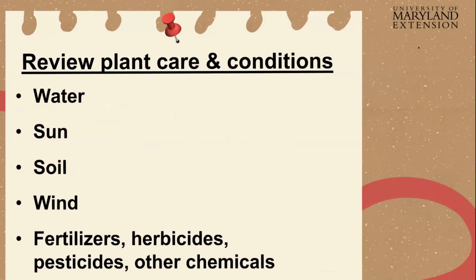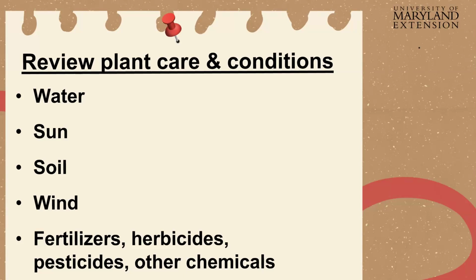Reviewing plant care and conditions, thinking about the things that plants need to survive and to thrive. So things like water, sun, soil, thinking about the type of soil it is, and also thinking about soil moisture. Not all our plants will thrive in a very moist soil condition. Not all of our plants will thrive in a very dry soil condition. So that can be important. Again, playing into that, knowing what type of plant we have and its preferred growing conditions.